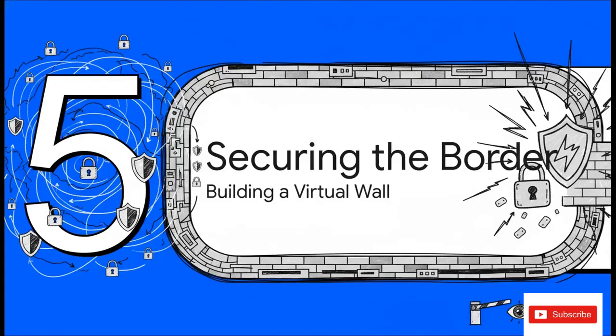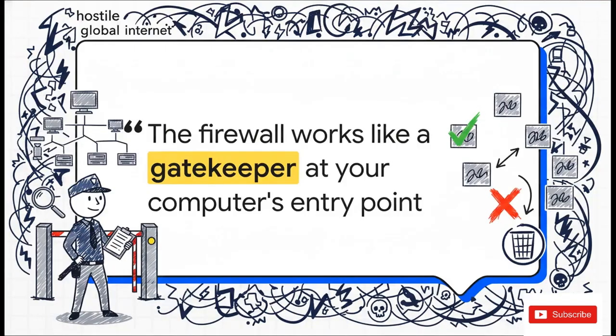And finally, Section 5: securing the digital border, building the virtual wall. When we zoom all the way out to the inherently hostile global internet, it becomes clear our local networks face constant cyber threats. As they say, the firewall works like a gatekeeper at your computer's entry point. Think of it just like a security guard at a gated community who's checking IDs. Firewalls inspect the source, the destination, and the internal content of all incoming data. If a packet doesn't perfectly match their strict security rules, it gets dropped immediately. Boom. It is our crucial first line of defense.